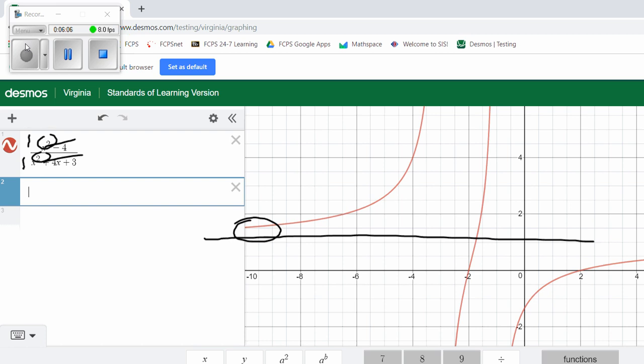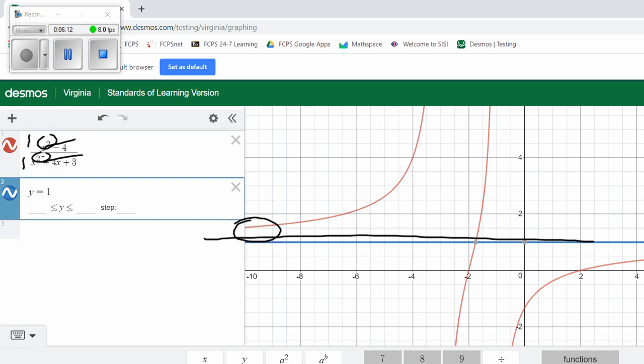So I'll go y equals 1, and there it is. You can see that is what the function is approaching as you go to negative infinity and positive infinity. All right, so the horizontal asymptote is y equals 1.